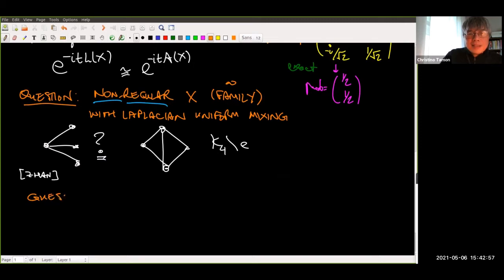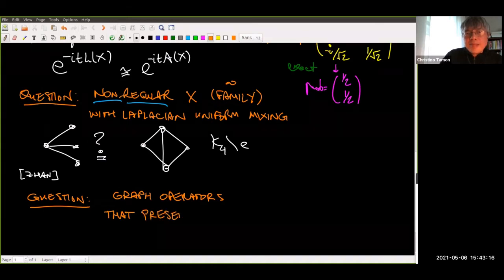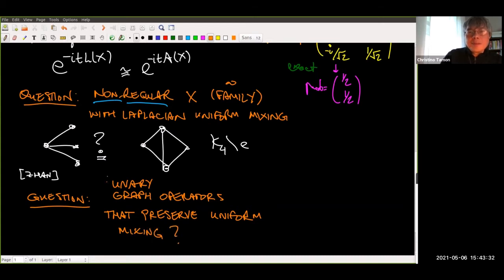So based on Crystal's comment, I'd like to put another question here. This is good. I'd like to have graph operators. Do we know of graph operators, unary or binary, but unary is also okay, that preserve uniform mixing? Let's say unary. So Crystal's suggesting complementation, I think. But yeah, this will be interesting.